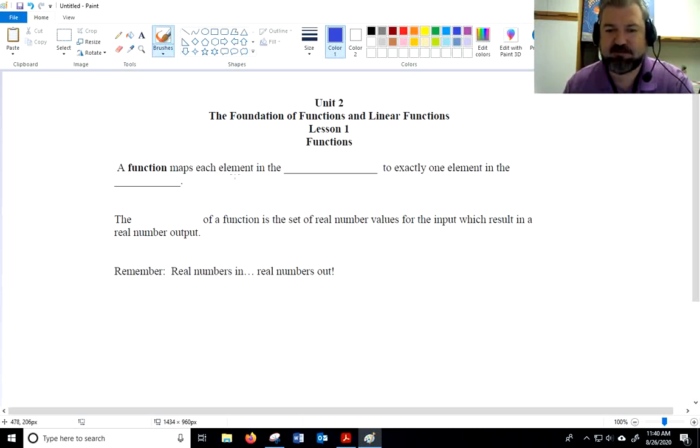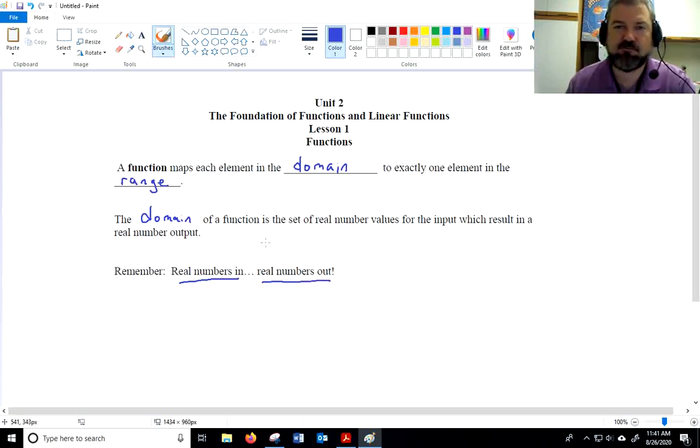A function maps each element in the domain to exactly one element in the range, also called codomain. The domain of a function is the set of real number values for the input, which results in a real number output. Remember, real numbers in, real numbers out.